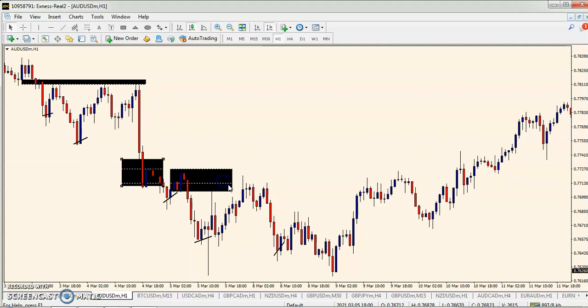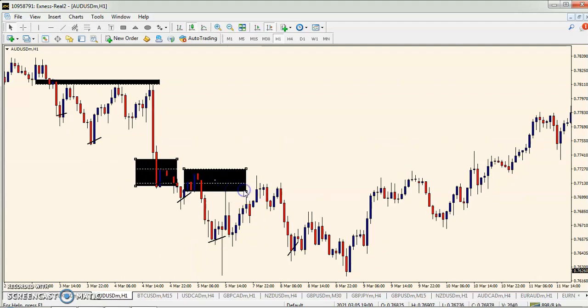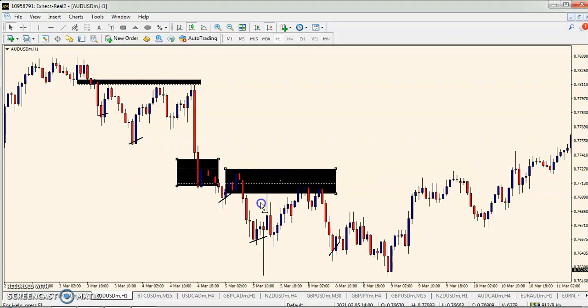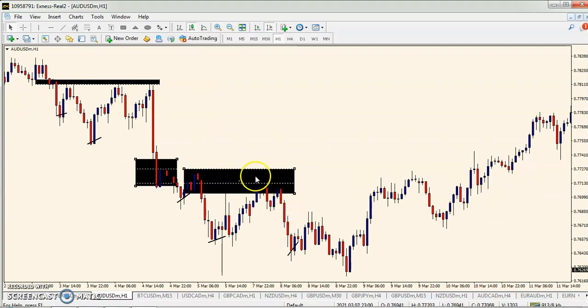Let me draw it well. Yes, so you can see what happened in here. Price is respecting this order block. There was also a good structure here, an M structure, and price had to bounce from this order block. This is a pullback, then we're expecting it to move again to the next lower low.